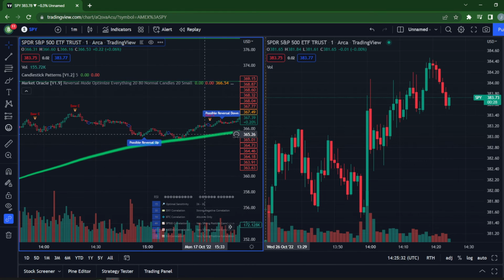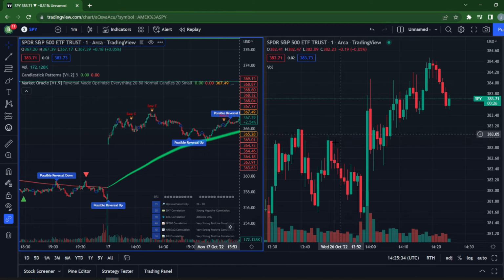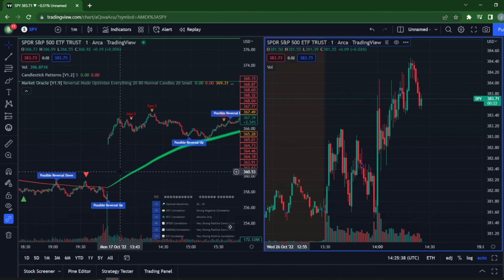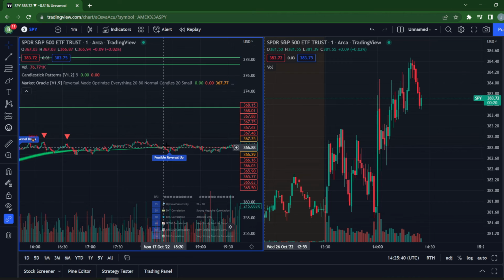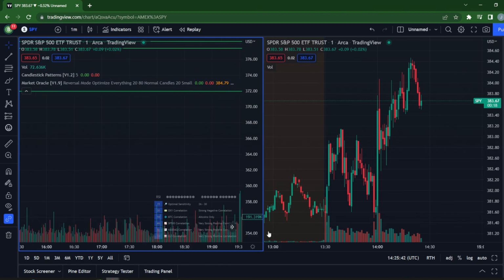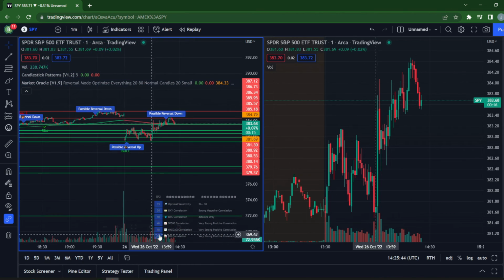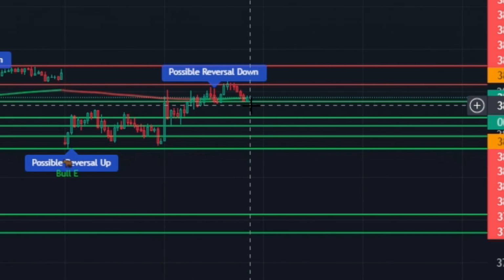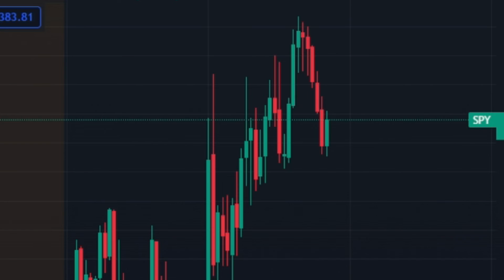But just to give you some more info, this is how I trade. I like having one side next to the other so I can look at the normal price action on the right, but then I can also see where things might potentially be heading on the left. And again, it's just very, very useful in identifying the momentum we get in markets. You can see here it's signaling a possible reversal down as we speak, and we'll see if it works, but it was right about the last possible reversal up.